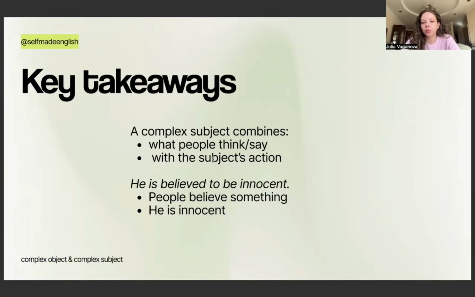After speaking about complex subject, let us summarize some key takeaways. The complex subject combines information about what people think and say with the subject's action, right? So there is additional information about the subject, about the doer of the action. He is believed to be innocent. He is believed, people believe that he is, and he's innocent, right? So there are two actions at the same time done by different people here in the sentence.